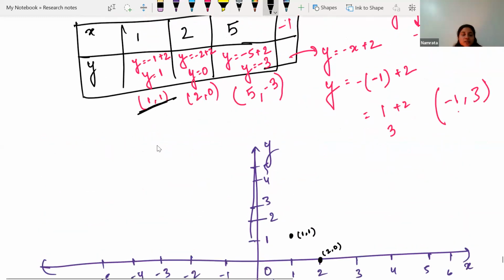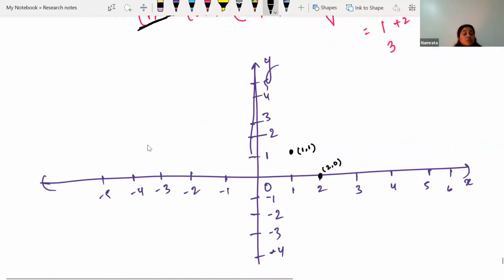Now the next point is 5 comma negative 3. So x is 5 and y is negative 3. We will be able to locate that. Here we are having that point where x is 5 and y is negative 3, as you can see here.